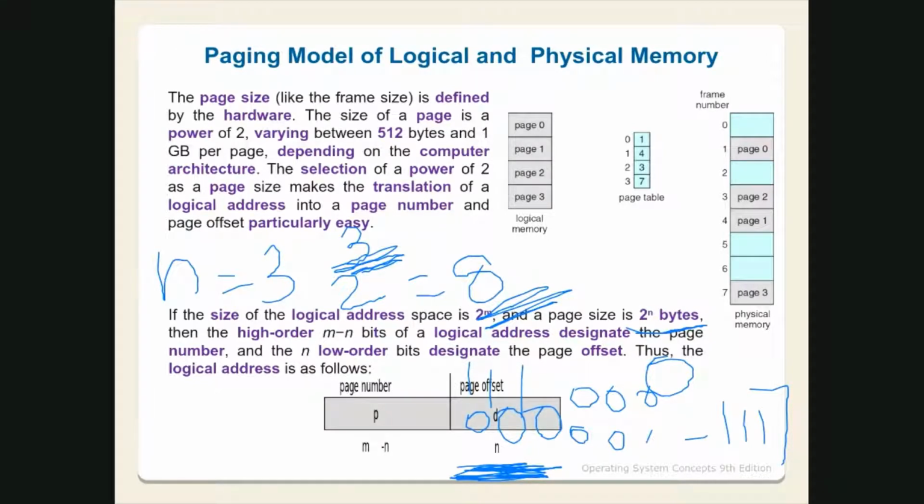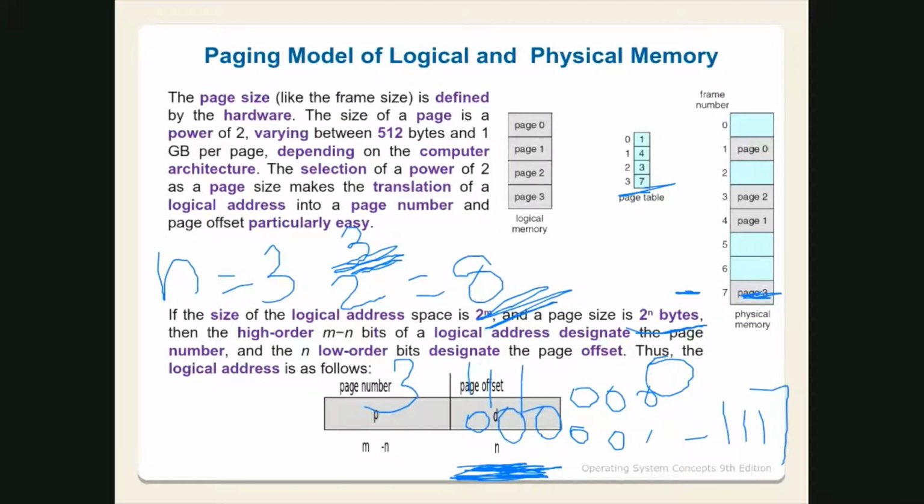For example, let's say the page is 3. Page 3 means where is it? It is in frame 7. So in frame 7, the offset is 111, so I am referring to the last byte in this frame. Are you able to understand my point here?